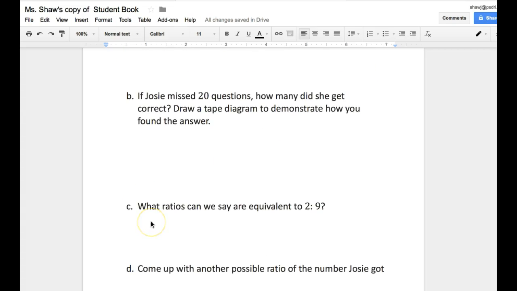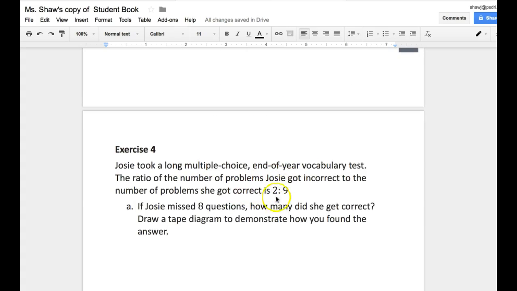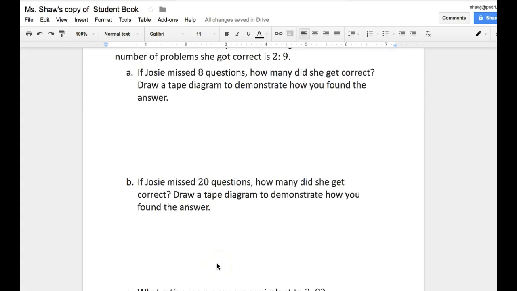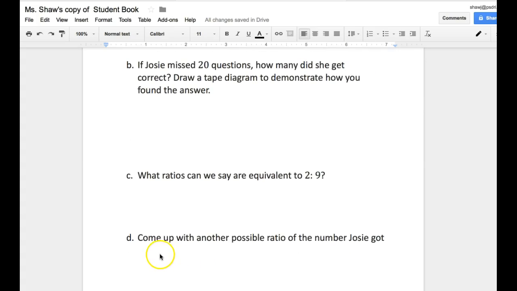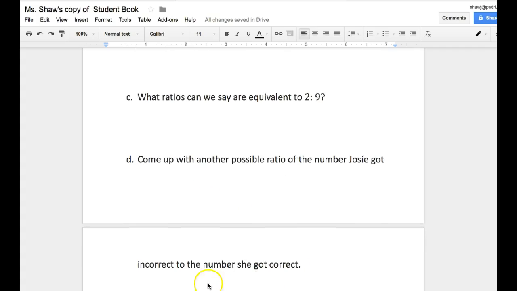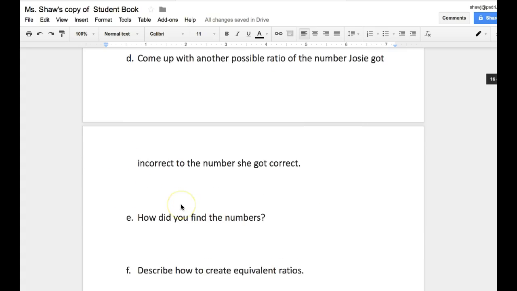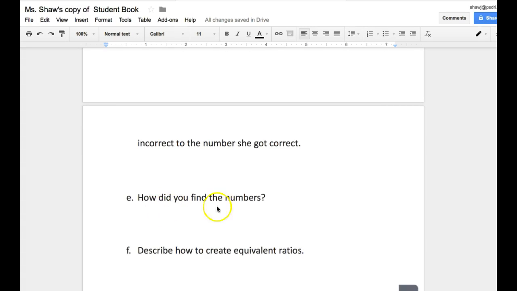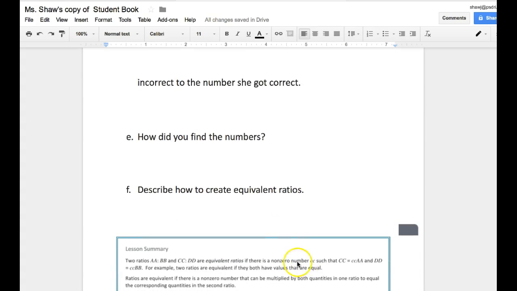What ratios can we say are equivalent to 2 to 9? That would be this original ratio of 2 to 9, the number that Josie got incorrect to the number of problems she got correct. Come up with another possible ratio of the number Josie got incorrect to the number she got correct. So you get to come up with your own there. And then, how did you find the numbers? What did you do to figure it out? And F says, describe how to create equivalent fractions. That's probably the toughest one. I want you to really give that one some thought.